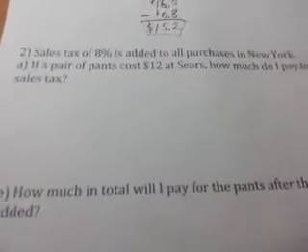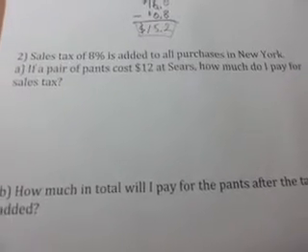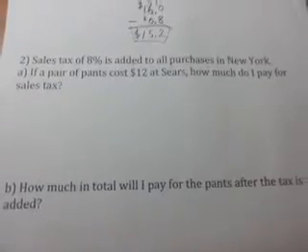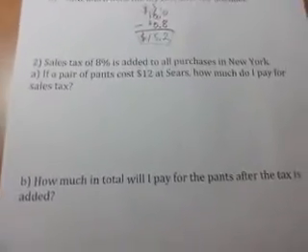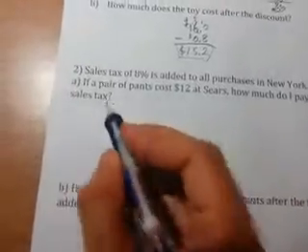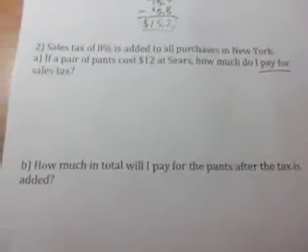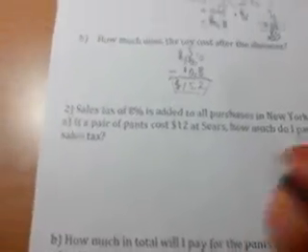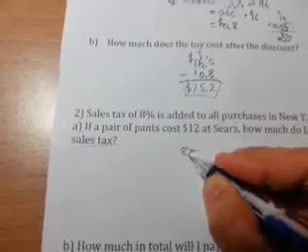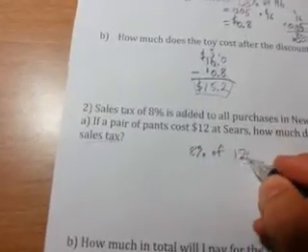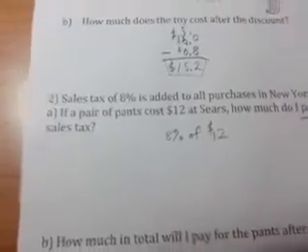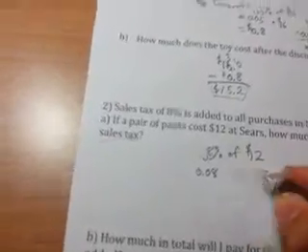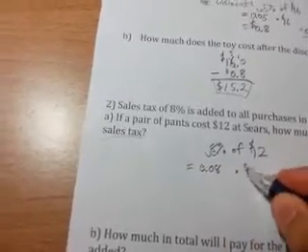Now, next one. Sales tax of 8% is added to all purchases in New York. If a pair of pants costs $12, how much do I pay for the sales tax? Again, we only want to know, right, the sales tax. Right? It doesn't say how much is it in total. Just want the sales tax. So I'm talking about the 8% of the $12. Again, I would move the decimal place twice, so I get 0.08 of $12.